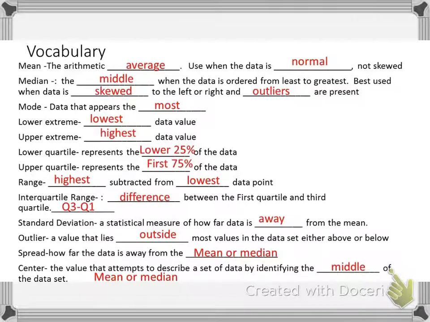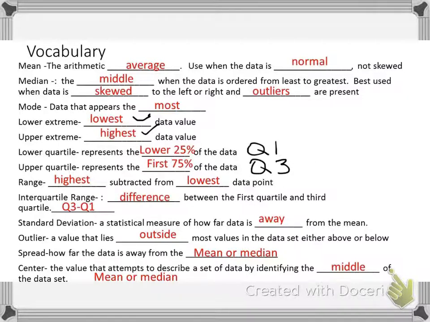Next, we have the mode, which is where data appears the most. The lower extreme is the lowest data value, or the smallest data value. The upper extreme is the highest data value. Lower quartile represents the lower 25% of the data. Upper quartile represents the first 75%. Lower quartile is usually Q1. Upper quartile is called Q3, or quartile 3.